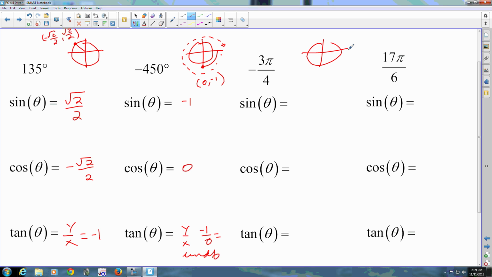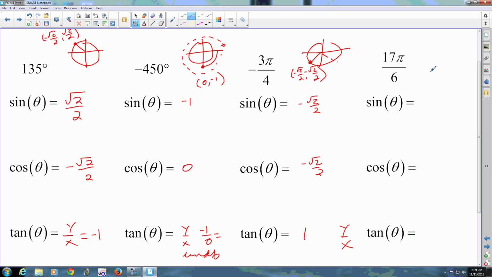Negative 3/4 pi. Negative 3/4 pi is going to be right here. So you've cut it in fours. 1, 2, 3, negative 3/4. That coordinate is negative square root of 2 over 2, negative square root of 2 over 2. So tangent is 1, because it's your y over your x.